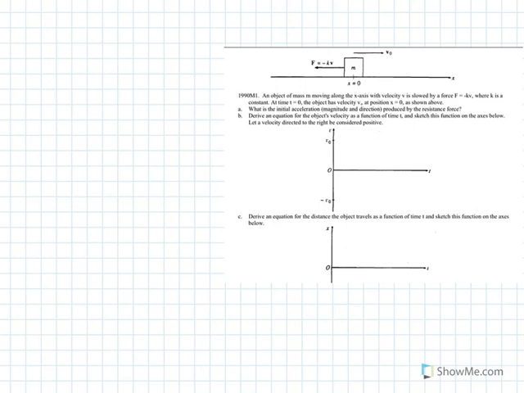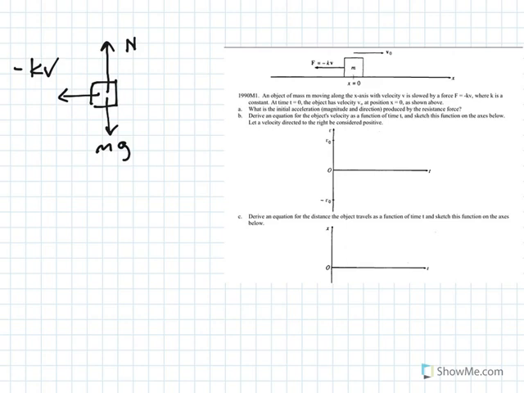Free body diagram. First of all, there's the weight of this guy, mg. There's a normal force acting up, and there's this resistive force, minus kV. So there's your free body diagram. And then the initial acceleration, magnitude, and direction.